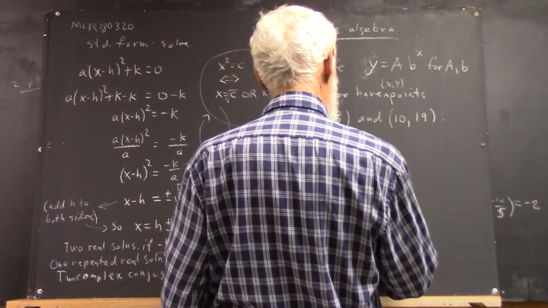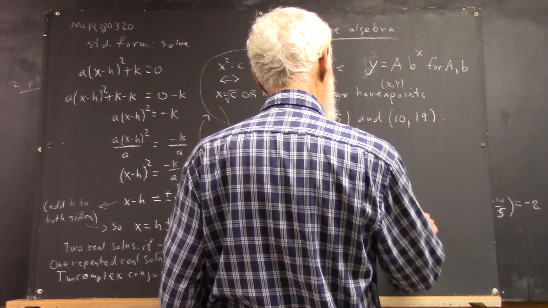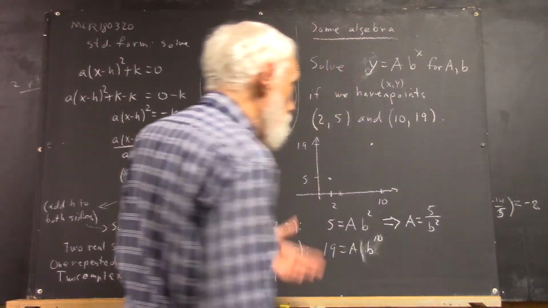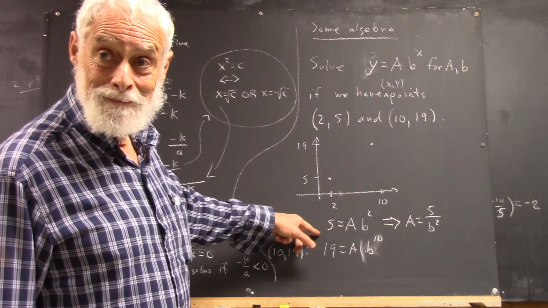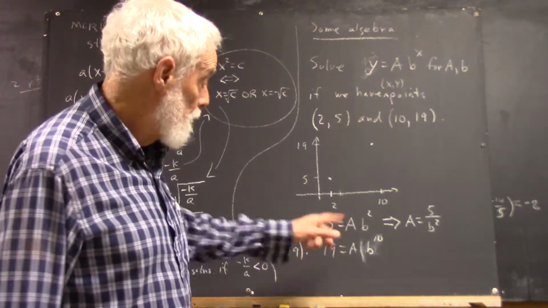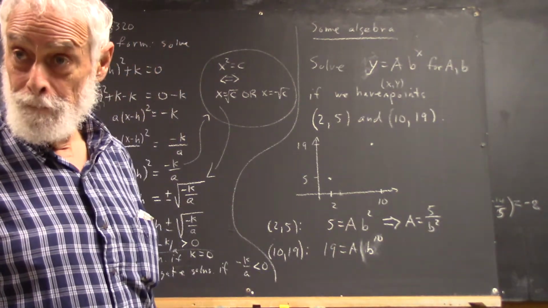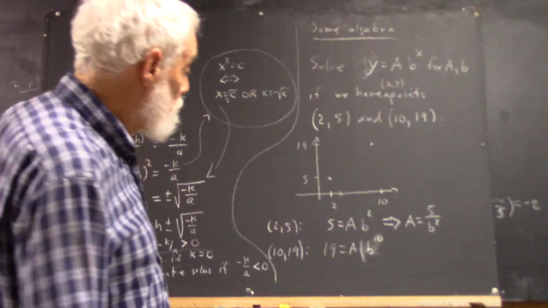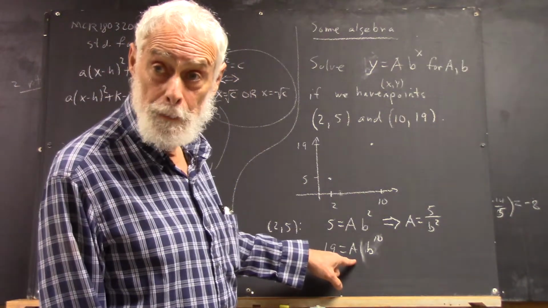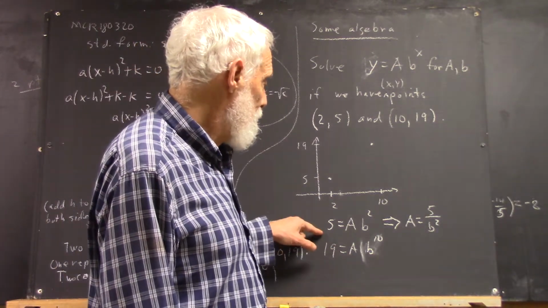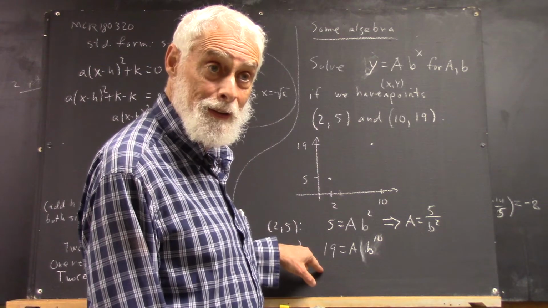Well, this first equation tells us that a equals 5 over b squared. We can divide both sides by b squared. It's very simple. We get that, right? Very easy to solve this for a. Now, there are actually 2 things we can do at this point. We could also solve this equation for a, right? And we would get a equals 19 over b to the 10th.